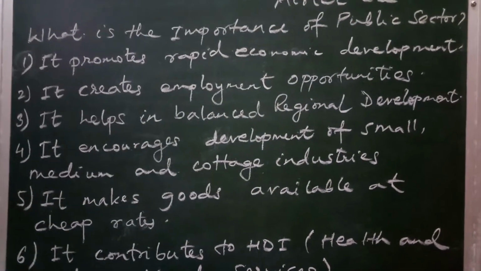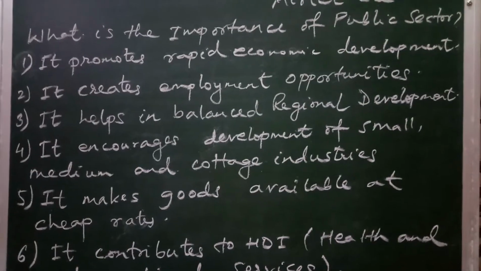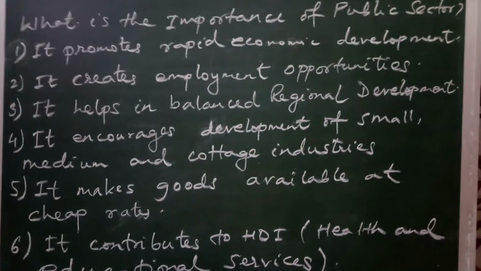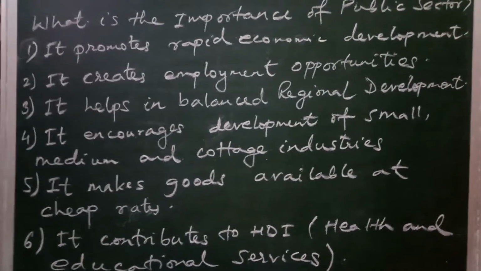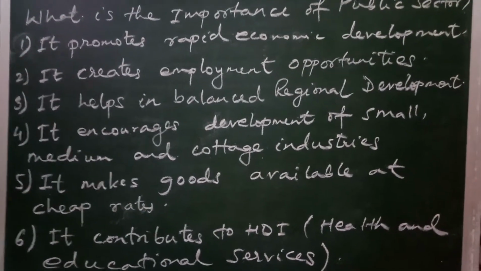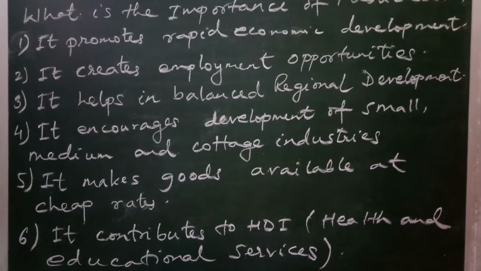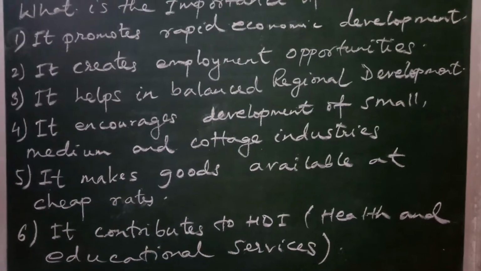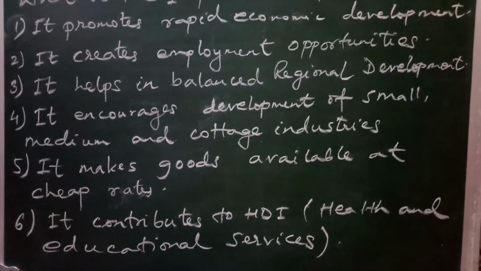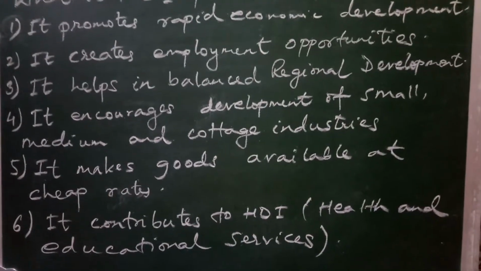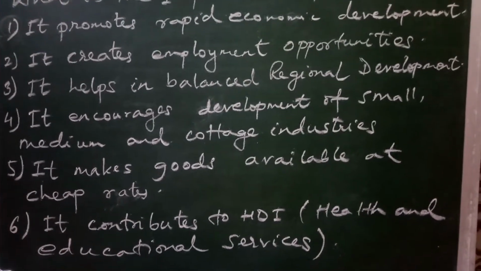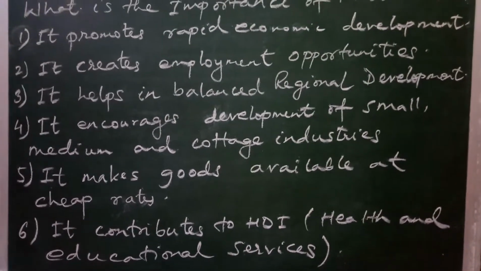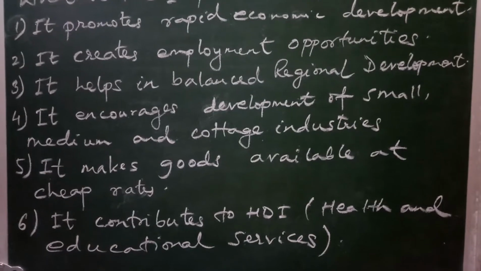Number 4th point, it encourages the development of small scale industries, the medium industries and the cottage industries by providing various types of financial help, technological help. 5th point, it makes goods and services available at cheap price, at reasonable prices. Goods and services are available to the people. 6, it contributes to GDP, means it contributes in the HDI of the country. It contributes in the GDP of the country because it provides health and educational services.